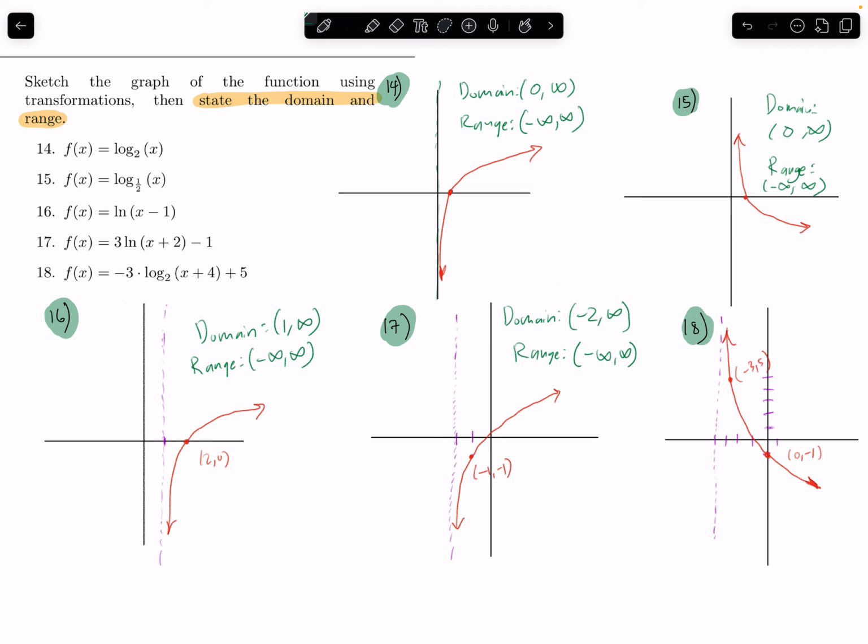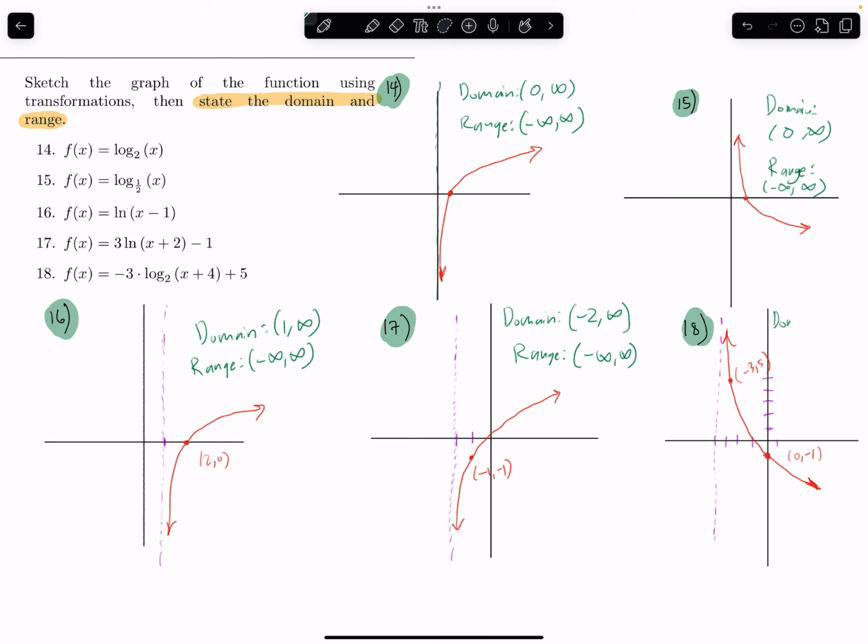So this one, you had a shift by 4 to the left, 5 up. But again, the shift up doesn't change anything. The shift left changes the domain. So instead of being from 0 to infinity, now it's going to be negative 4 to infinity. And that matches up with this shift by 4 to the left, right? And then the range, still the same, negative infinity to positive infinity. And that shift by 5 up, again, doesn't matter because you're going to go up as high as you want anyway and down as low as you want anyway.